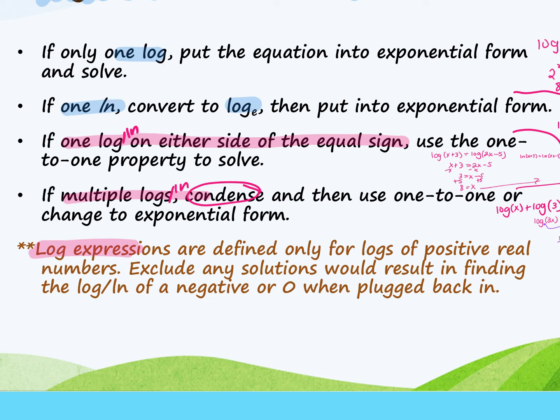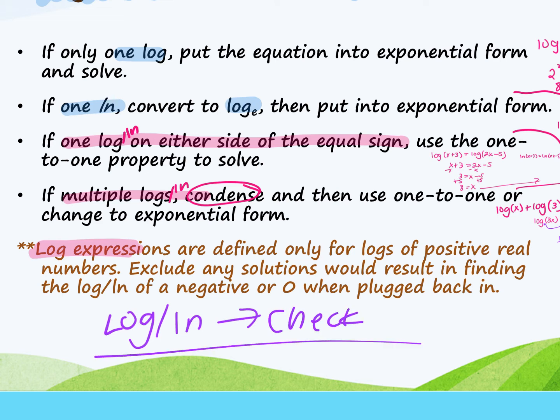Now, this does not mean every negative and every 0 answer is wrong, because when you plug it back in, it might change it. I'll show you what I mean when I get to that. I think it's easier to see it. But you have to make sure you check. So anything that starts with a log or an ln, you have to check your answer. Not to make sure it's right, but to make sure it's not extraneous.